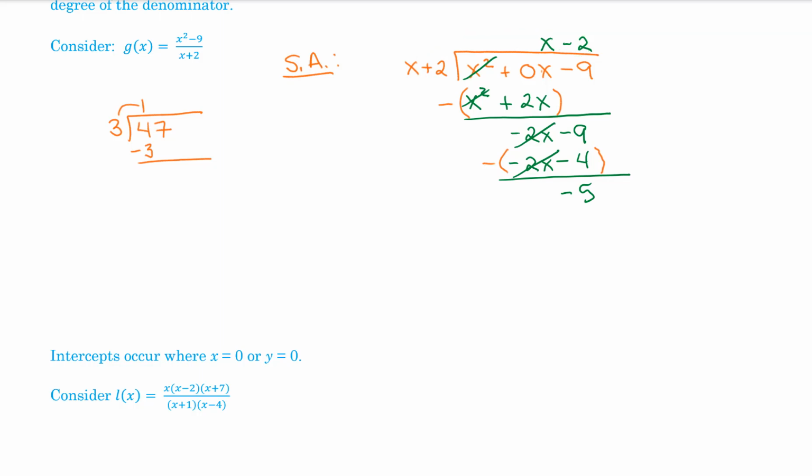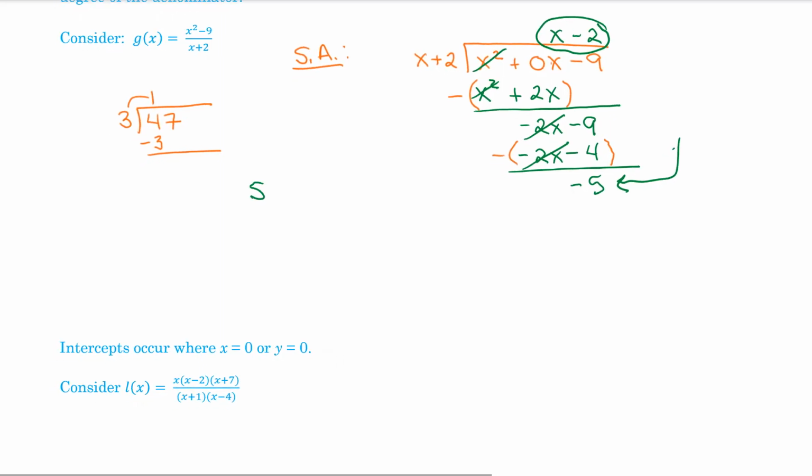Okay, so at this point, I'm done. I don't worry about the remainder down here. I don't worry about that when I'm looking for the slant asymptote. But what I do focus on is this. My slant asymptote is going to be the equation y is equal to x minus 2.